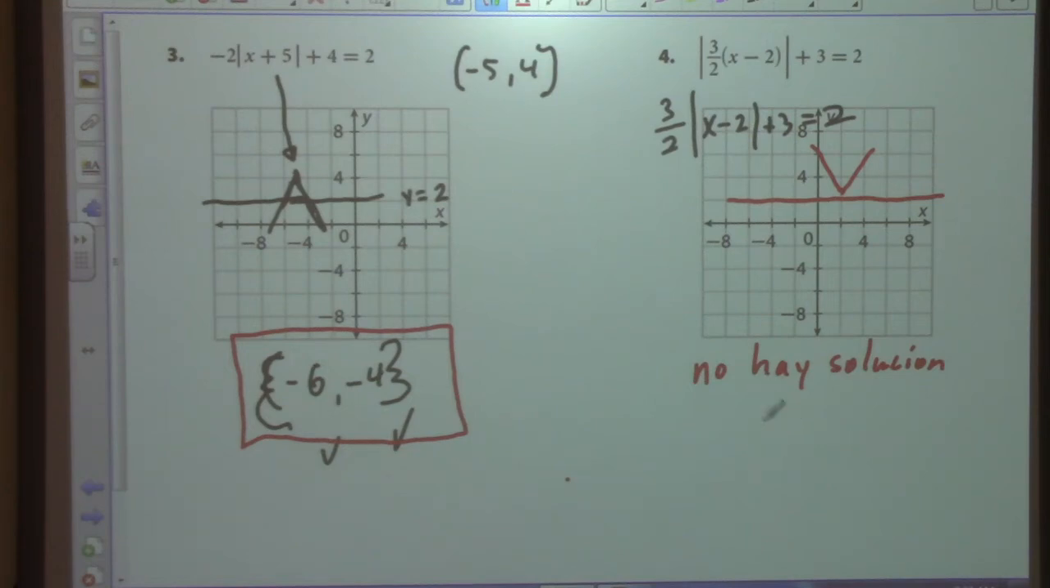Talk to your Spanish teacher. Who has Spanish? Who has Calcina? Yeah. Talk to her, tell her that we had a math problem today and the answer was no hay solución.